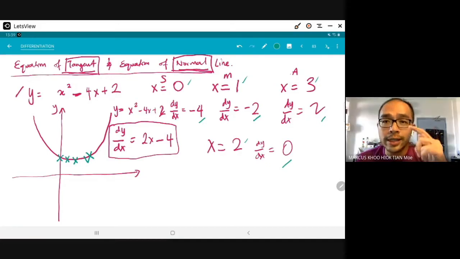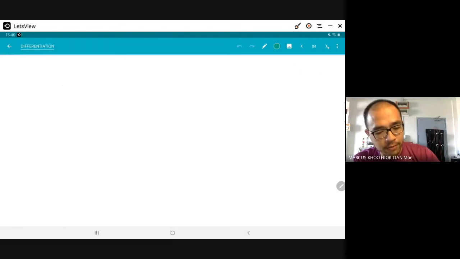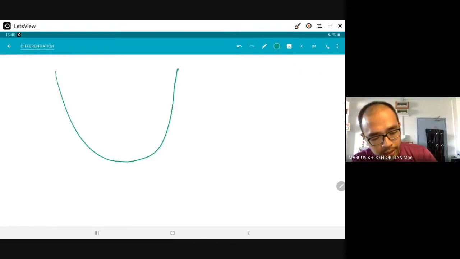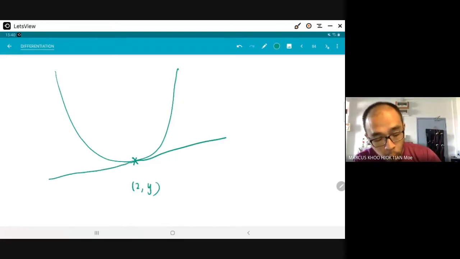So a tangent, if you remember from circular measure, is a straight line that touches the circle, or the curve, anything that is curvy, at only that point. Which means, for example, let's say this is the curve I said just now, and let's say x equals 2, and whatever the value of y is. So the tangent is this line. This is a straight line and only touches at x equals 2.